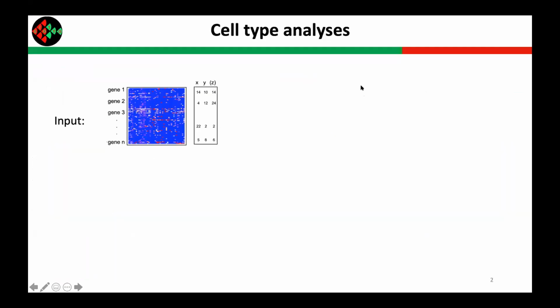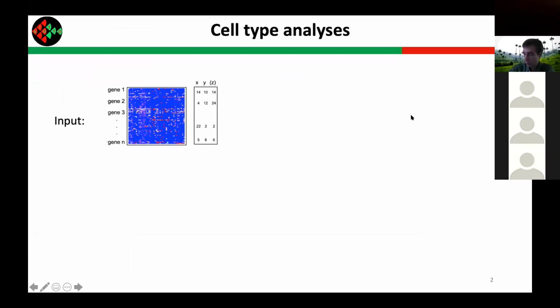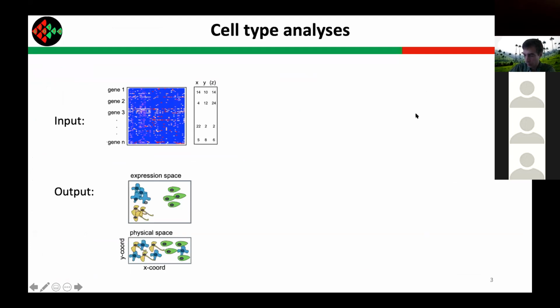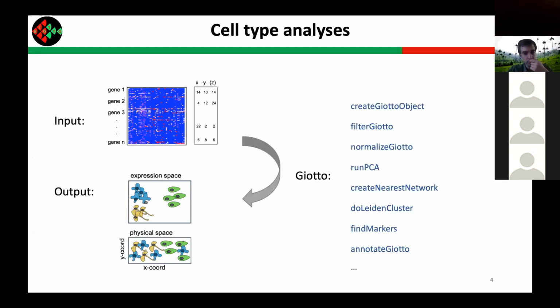So now I'm going to cover the cell type analysis part for Giotto. The input for cell type analysis in Giotto is simply the gene expression matrix and the cell location matrix. The purpose of this part is to learn the cell type information and also visualize it, both in the gene expression space and the physical space. Giotto does that by a series of functions.